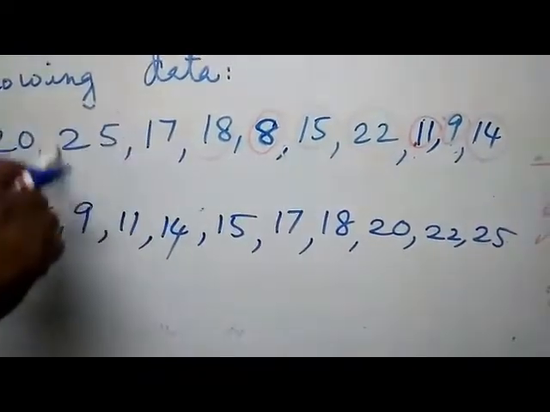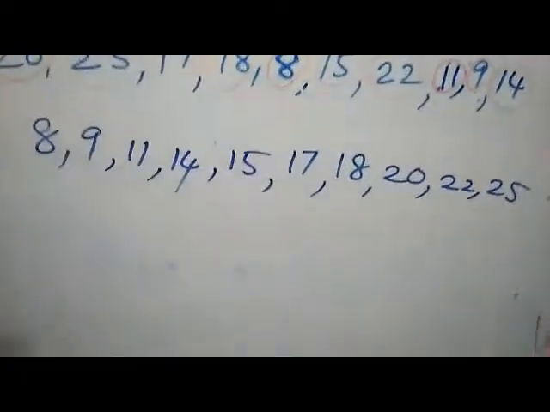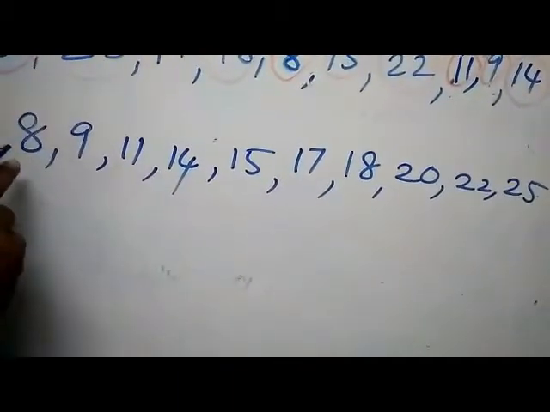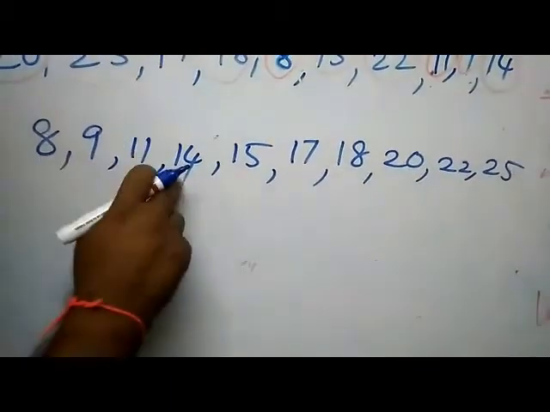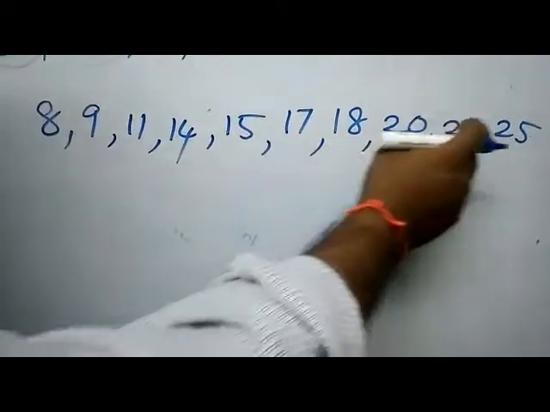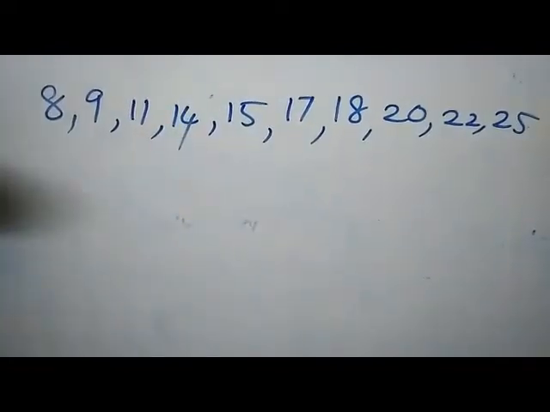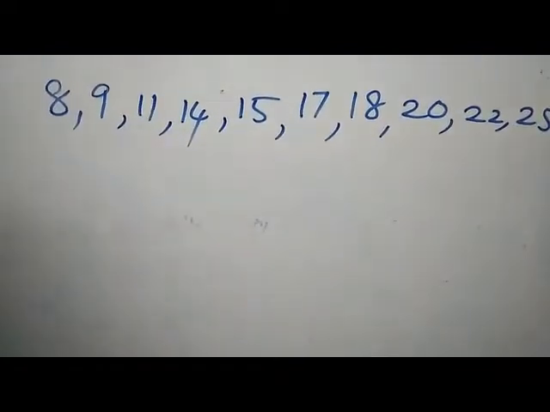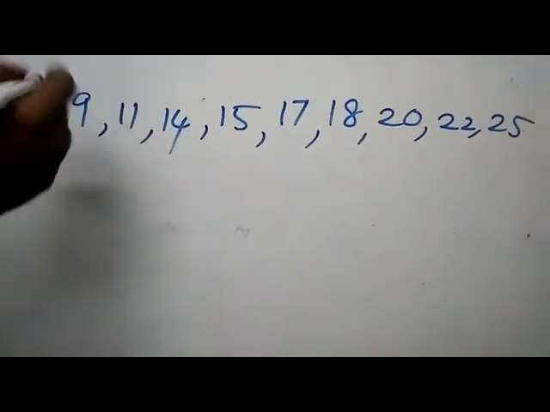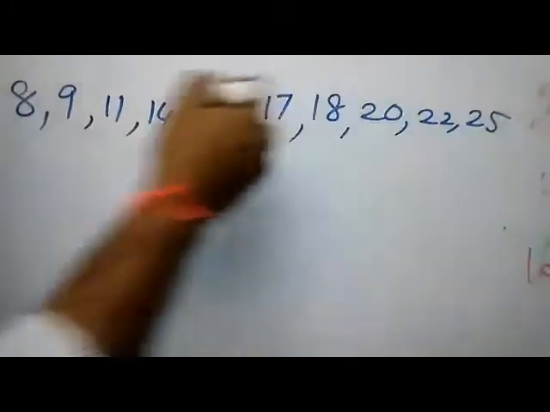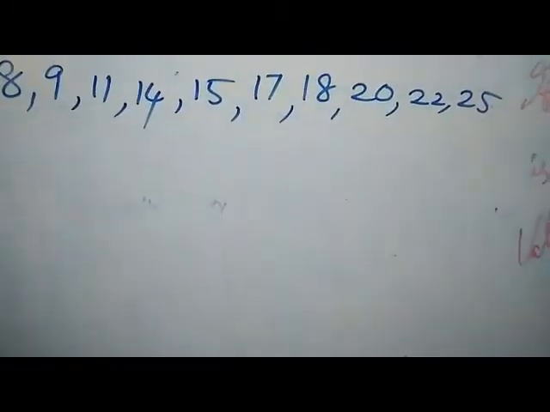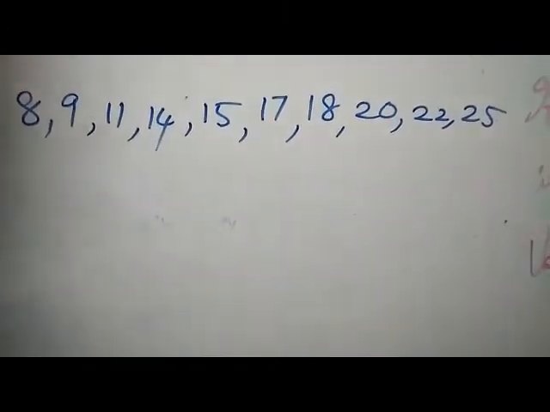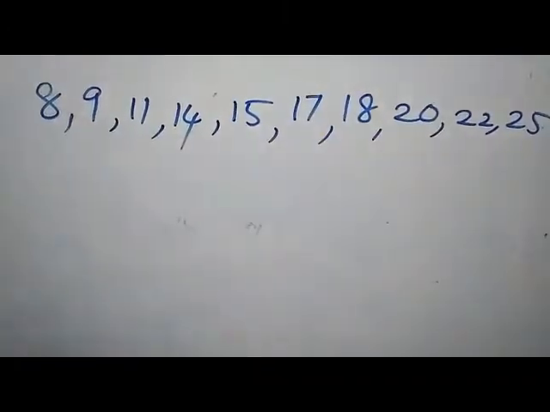Check once: total 10 observations should be there. 1, 2, 3, 4, 5, 6, 7, 8, 9, 10. So I arranged in ascending order. In the old method, you cancel the last one and so you get the answer. I already explained the same sum. Now we are using the formula.